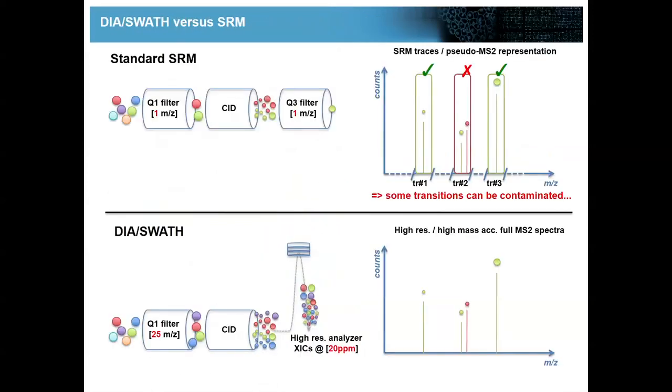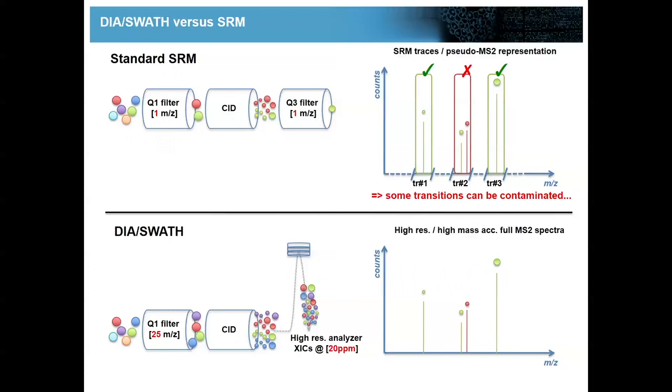Okay, so let's go back to thinking about what the data actually looks like and make some comparisons to more targeted methods. I think this can be instructive. So let's compare SRM to DIA data. In SRM, we have a triple quadrupole mass spectrometer, with some complex mixture of peptides being sprayed into it, and a Q1 where the isolation width is typically set to 1 or 0.7, something on that order.